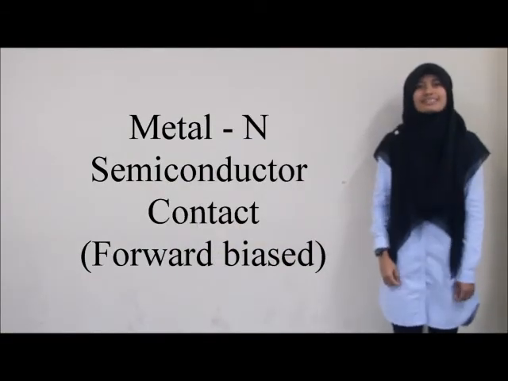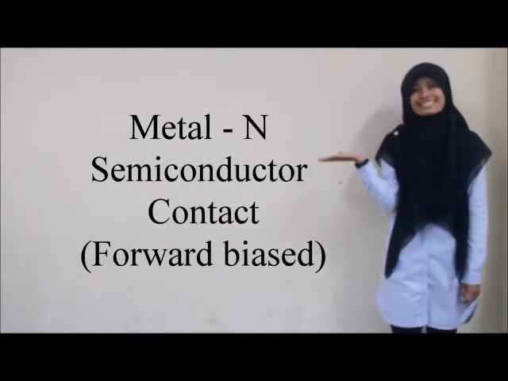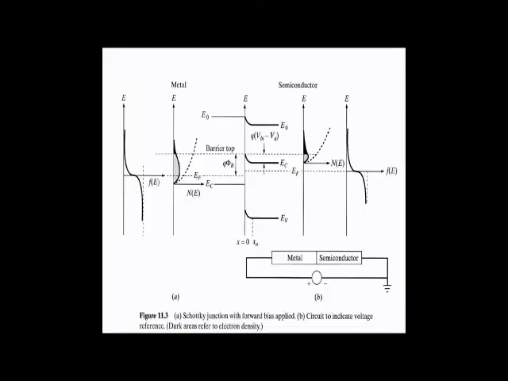Metal and semiconductor contact in forward bias. This is the graph for metal and semiconductor contact in forward bias. When voltage is applied, the bending of the conduction and valence bands in the semiconductor at the junction changes. The electric field in the semiconductor changes at the junction with the metal.